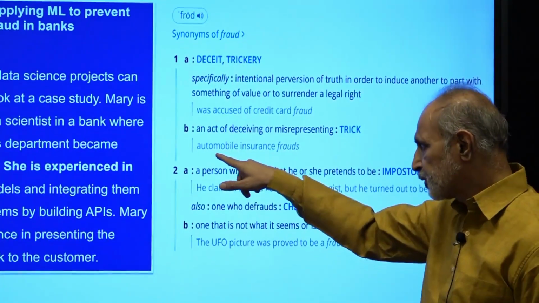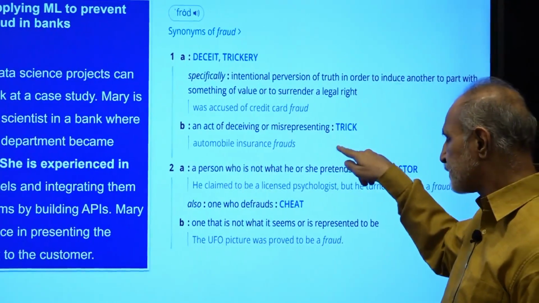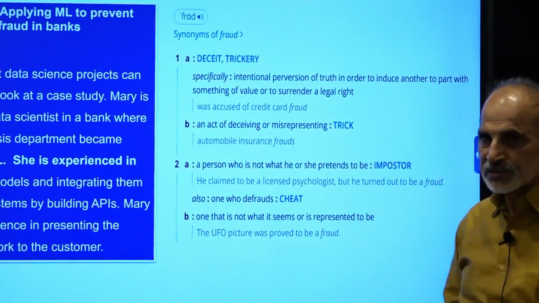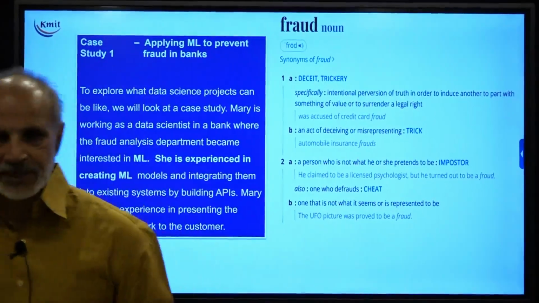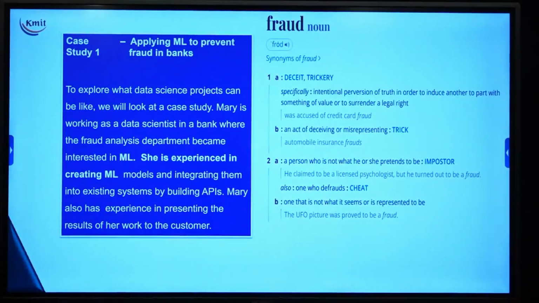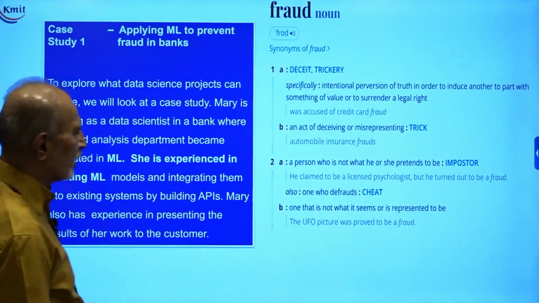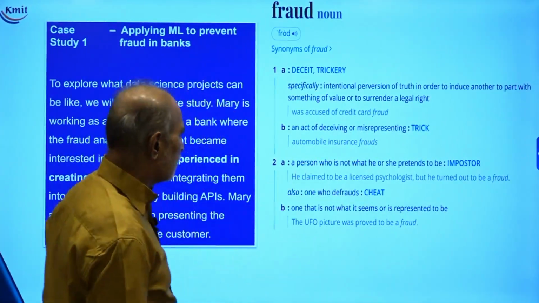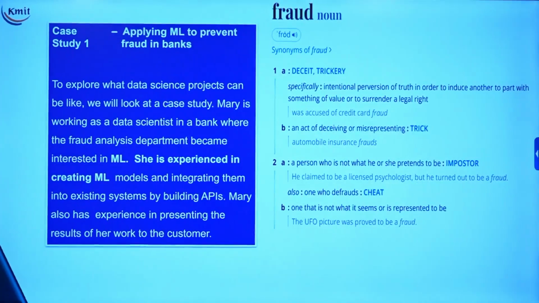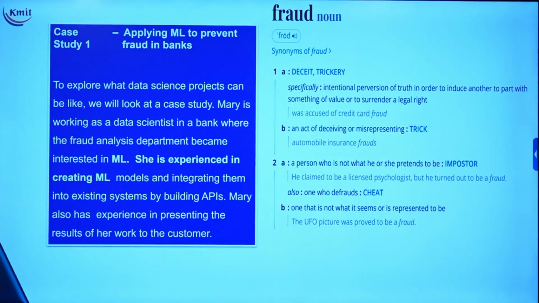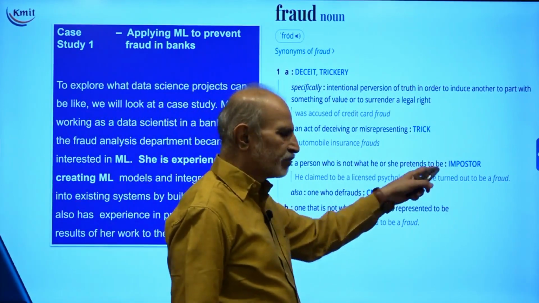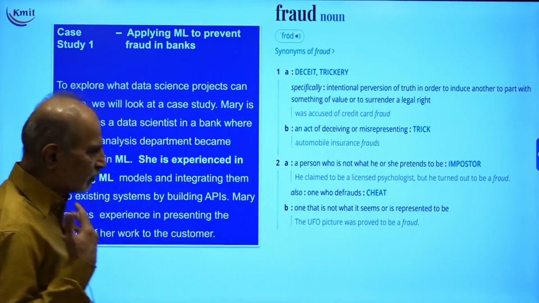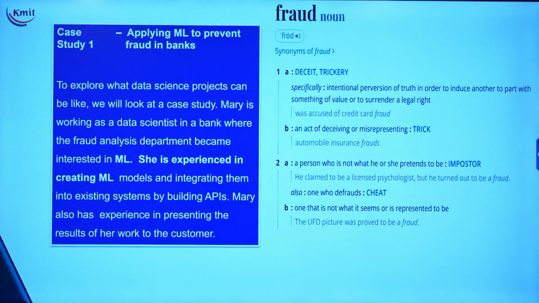So, a lot of people do a misguiding or misrepresentation trick in automobile insurance fraud. So, even if the automobile did not meet with an accident, they say that an accident has already happened and put a wrong claim on the automobile to the insurance company. A person who is not what he or she pretends to be. So, I am pretending to be Mr. So and so, however, I am not actually. So, that is called an imposter.